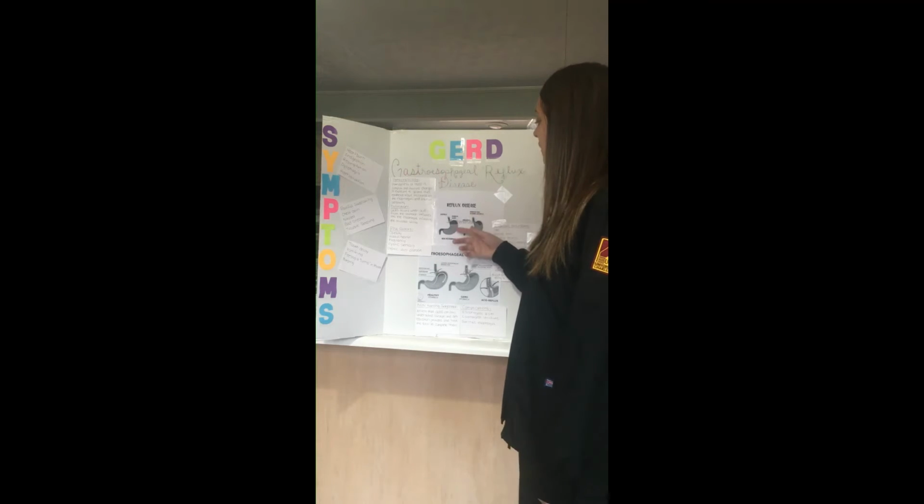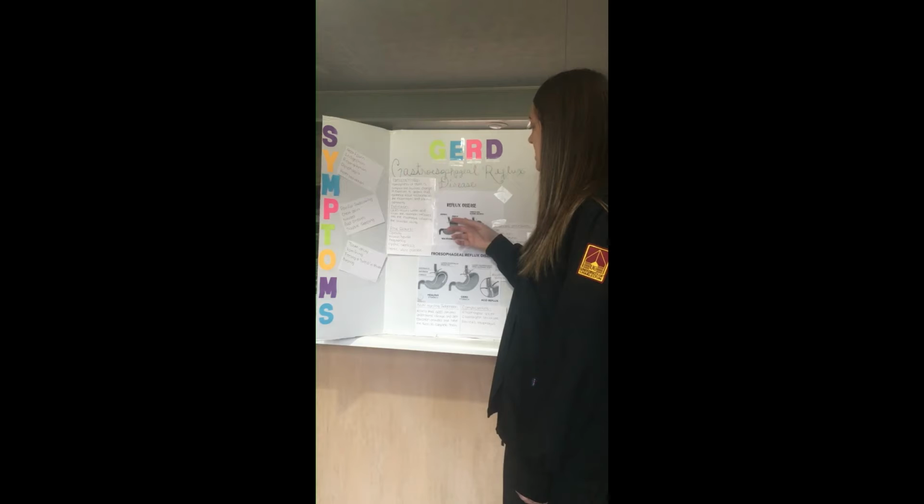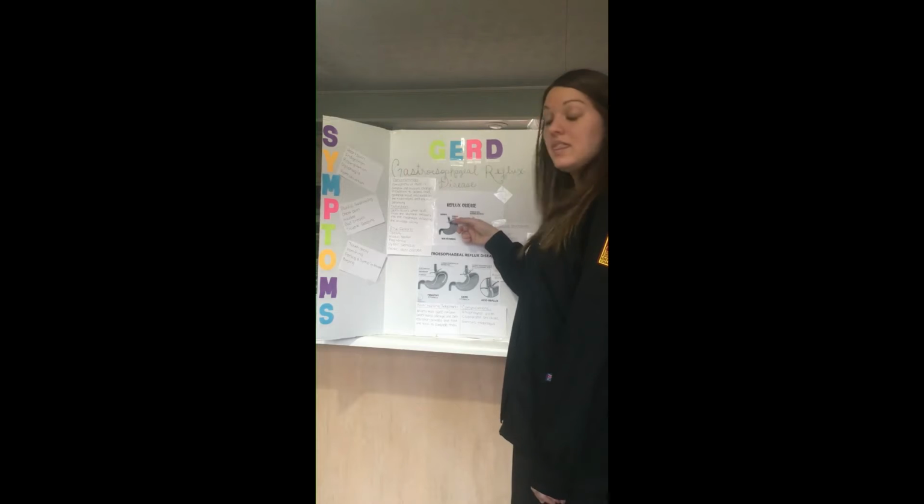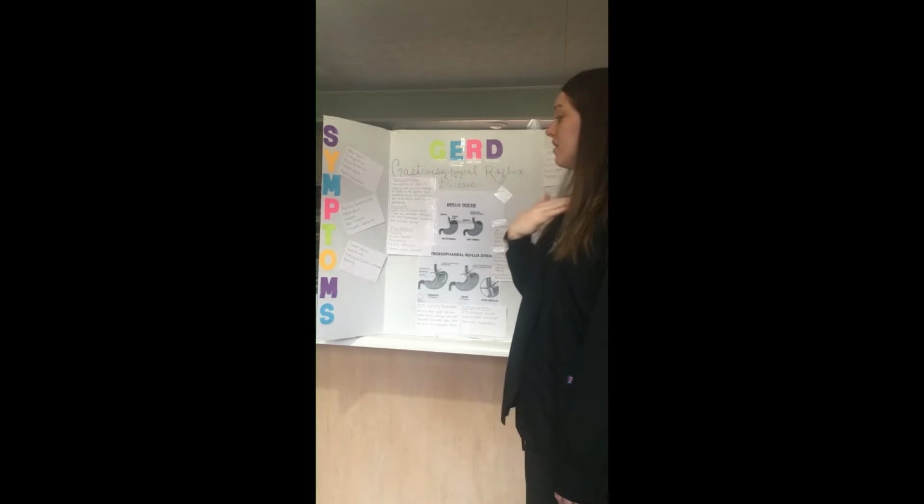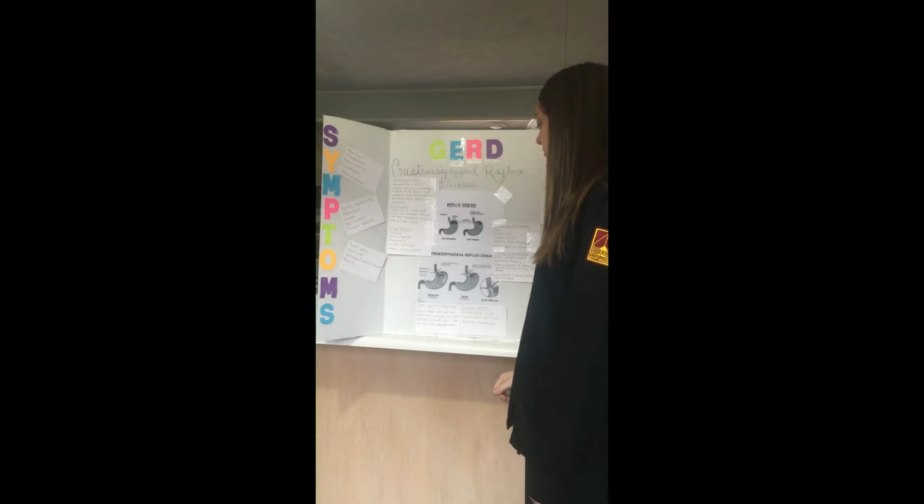A photo here of a healthy stomach shows the esophageal sphincter here is closed off, and that contains the stomach content in the stomach. In a GERD stomach, the sphincter is more relaxed and more open, and that allows the stomach content to reflux back up into the esophagus. Stomach content is very acidic, and it causes damage to the lining of the esophagus.